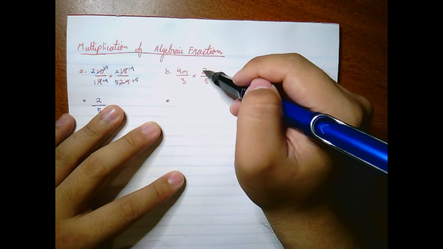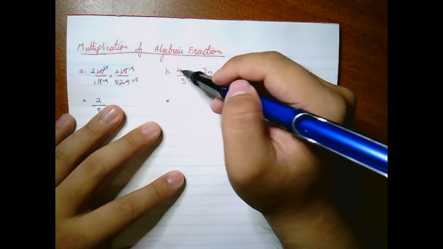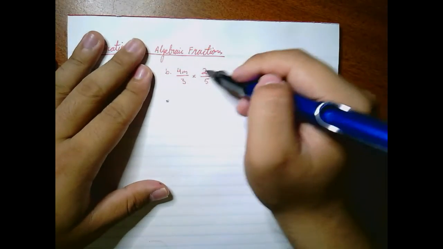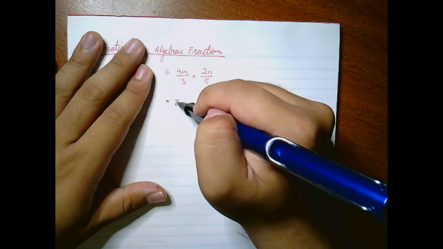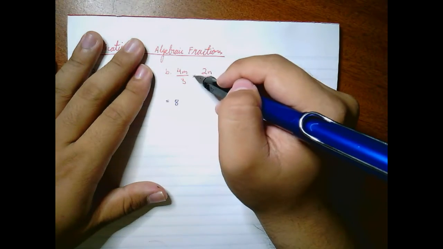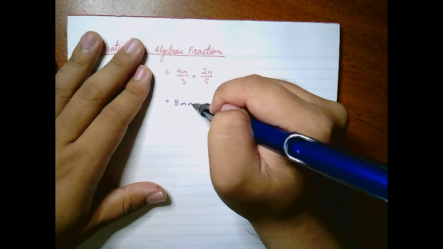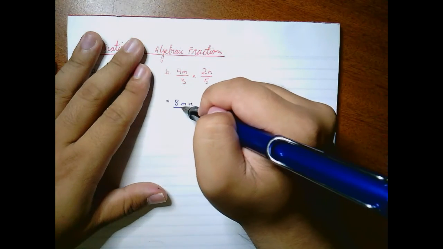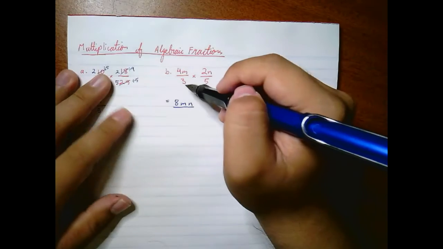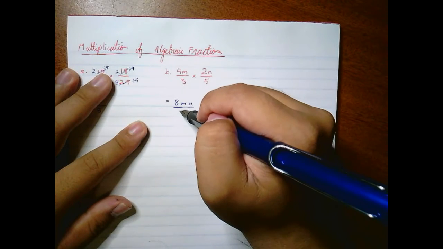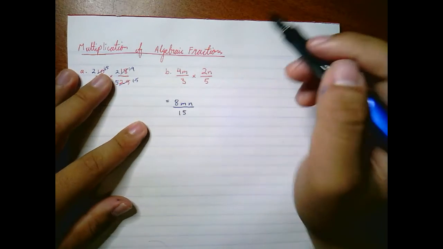4m times 2n. So we do the numbers first. 4 times 2 is 8. m times n is just mn. Bottom times bottom, 3 times 5 is 15.